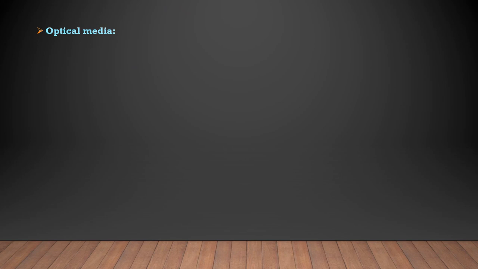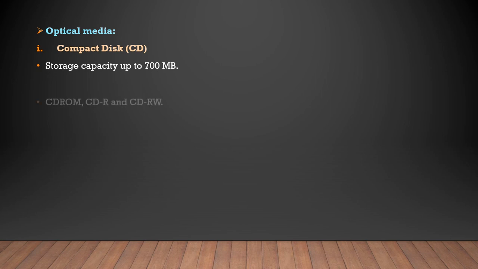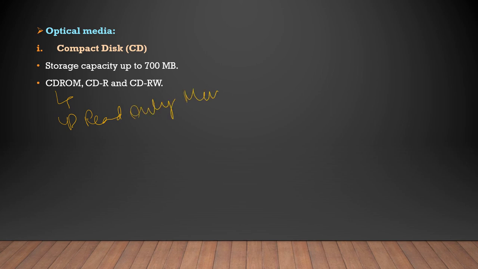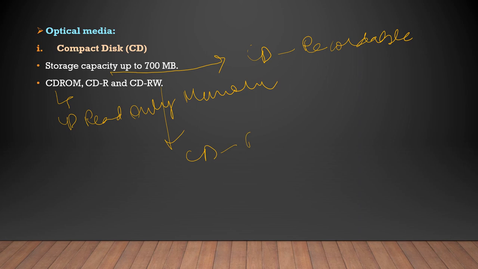Next is optical media. In optical media, information is stored and read by laser beam. Some of the categories of optical media are compact disc, that is CD. The CD have storage capacity of up to 700 MB. There are three types of CDs, that is CD-ROM, CDR and CDRW. CD-ROM means CD read-only memory, then CDR means CD recordable, then CDRW means CD rewritable.